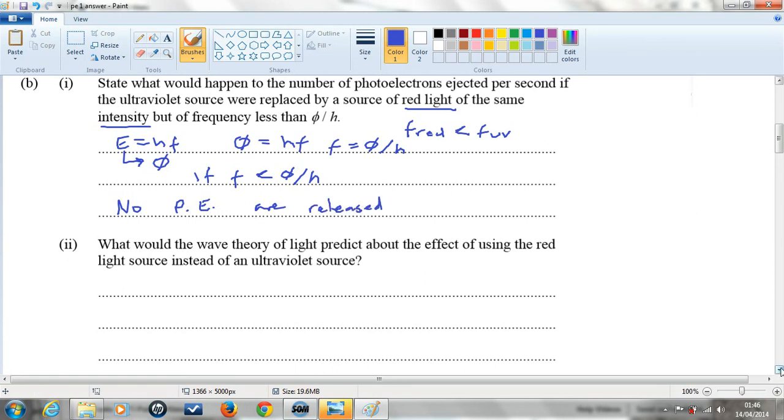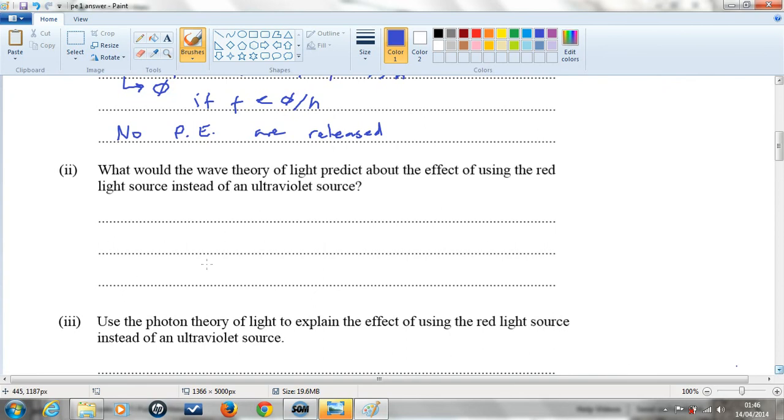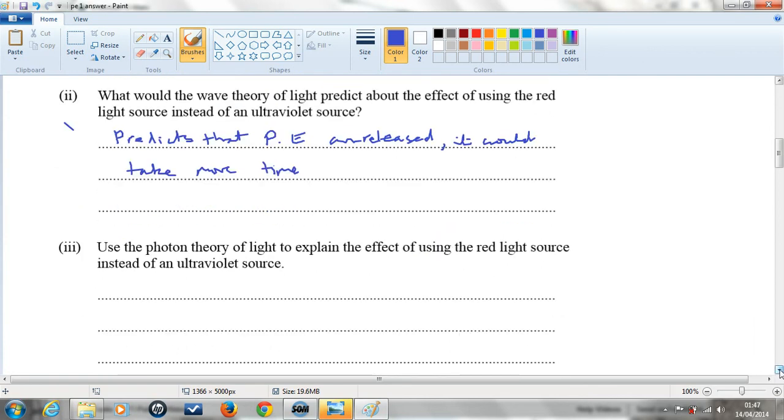However, the wave theory of light would predict something different. The wave theory would predict that photoelectrons are released, but it would just take more time. Because remember, if light really did travel as a wave, eventually my electron would be able to absorb enough energy to escape.